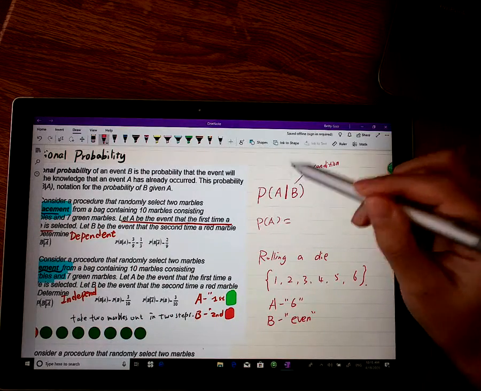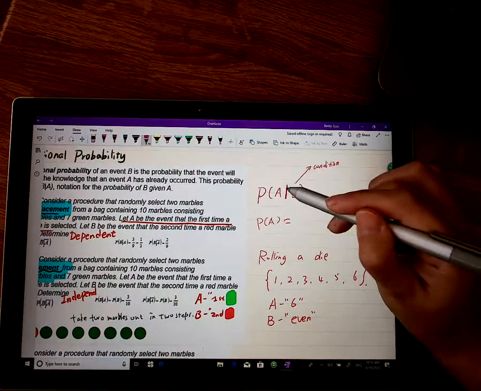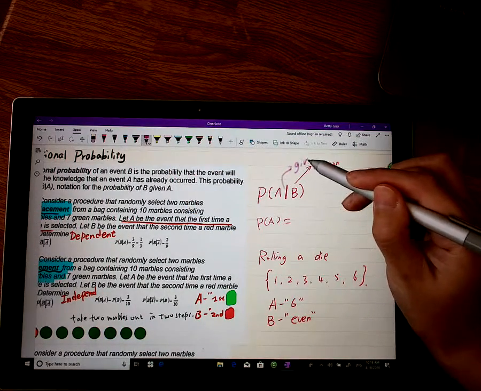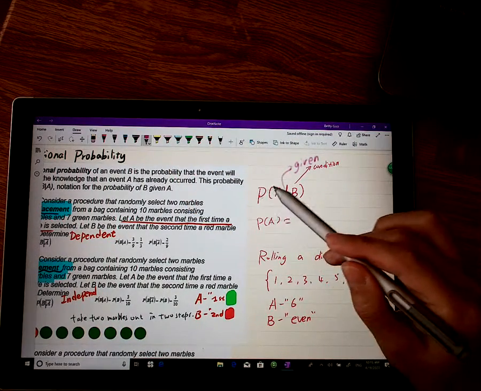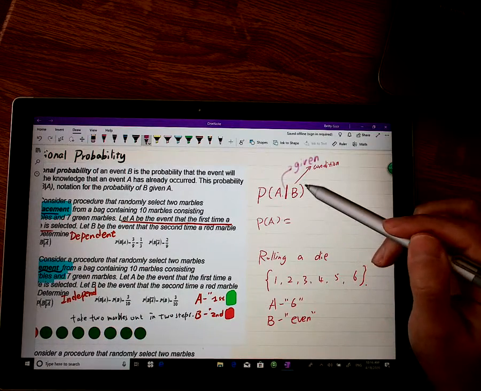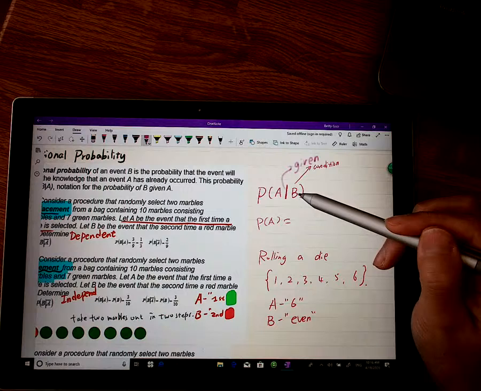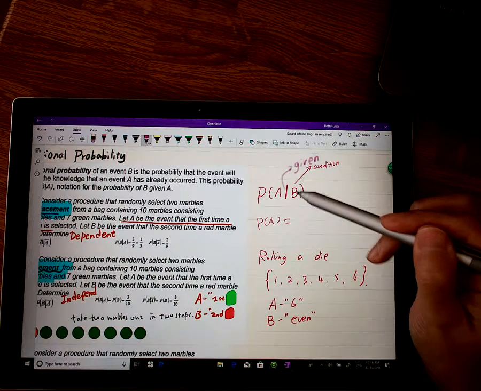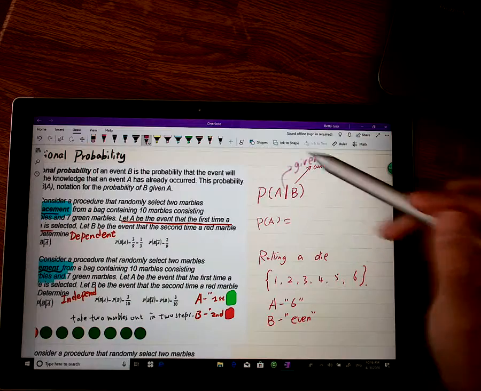This is called a given. So how do we read the notation? P of A given B. Given the condition, given that B has already occurred, what's the probability of A?